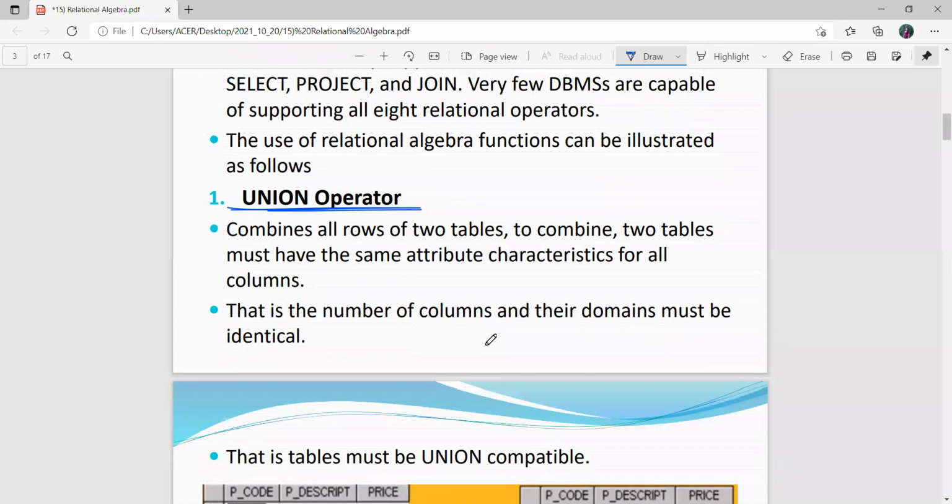You need to know what happens with a union operator. So when we consider a union operator, we can use it to combine all the rows of two tables by using the same attribute characteristics for all columns. That is, the number of columns and their domains must be identical.